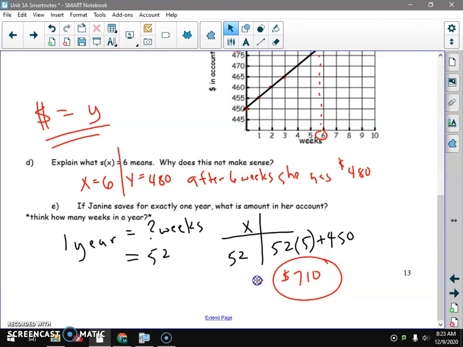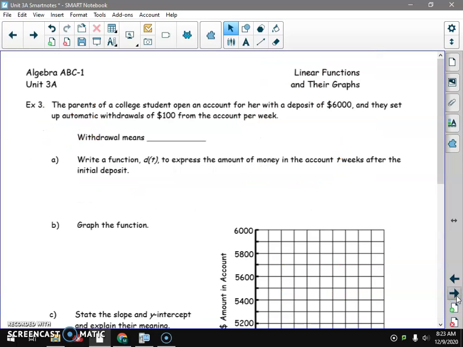All right. So our last one, second last one, we got 2 more. We now have to make an equation. There is no table, there is no graph, but we're going to come up with a couple cool things for our rules. Let's read it. The parents of a college student open an account for her with a deposit of $6,000. They then set up automatic withdrawals of $100 from her account per week. So she can have spending money. She starts with $6,000 and she can take $100 out.